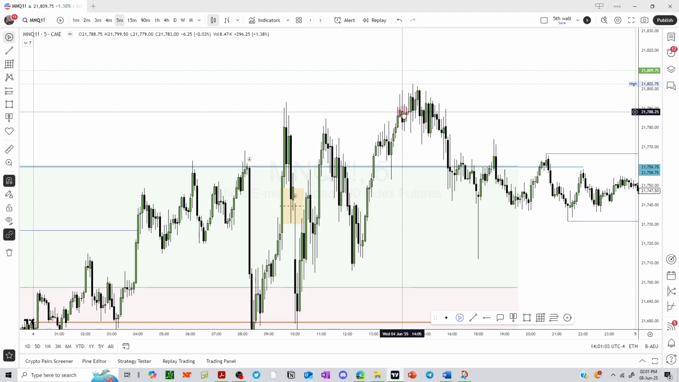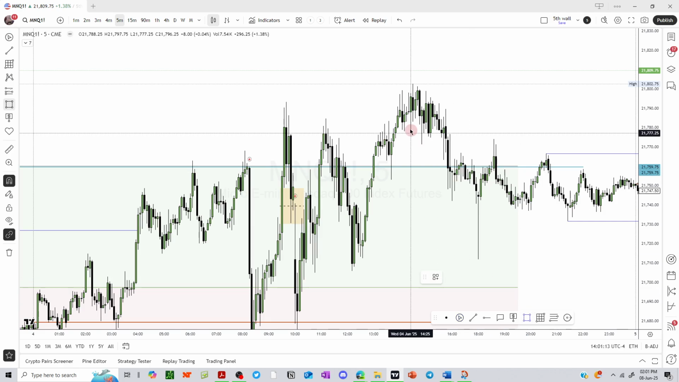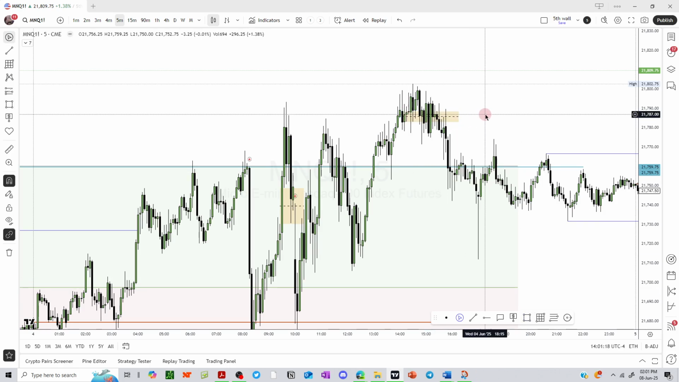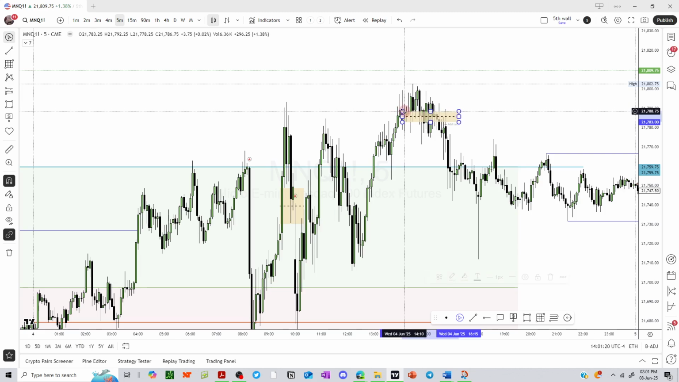And you have a breaker here, right? It's a breaker. If you don't see the breaker, then I think you can call it a mitigation block as well. That's this.